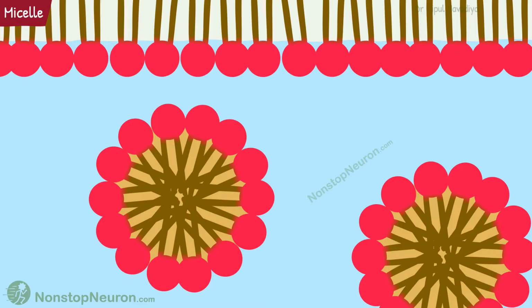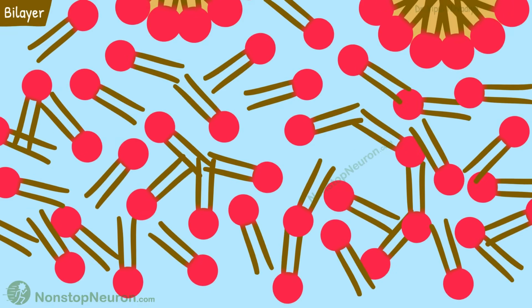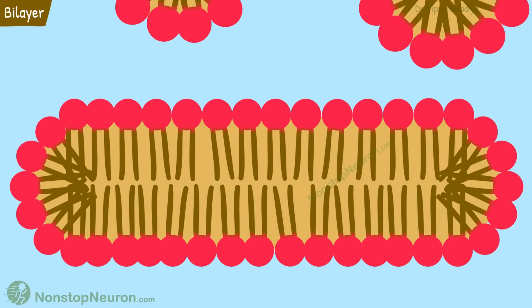Okay, moving further. Let's add even more molecules. At high concentration, they make a bilayer like a sandwich. Though the formation is different, the purpose is the same. Here also fatty acid chains meet at the center to stay away from the water. And phosphate ends form the surface on both the sides. They prevent fatty acids from coming in contact with water.